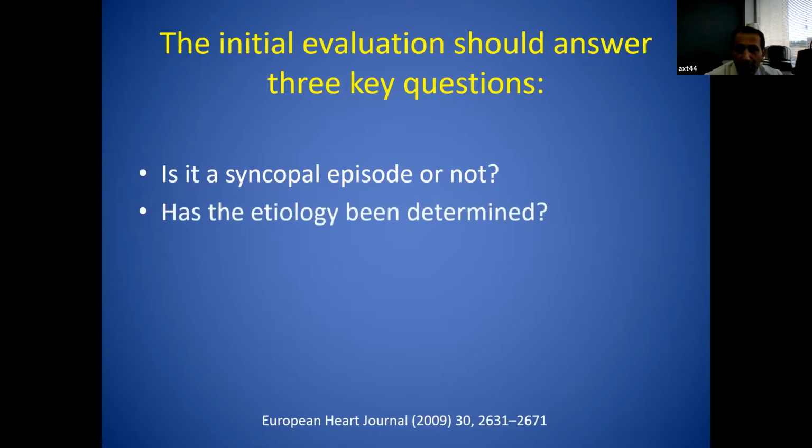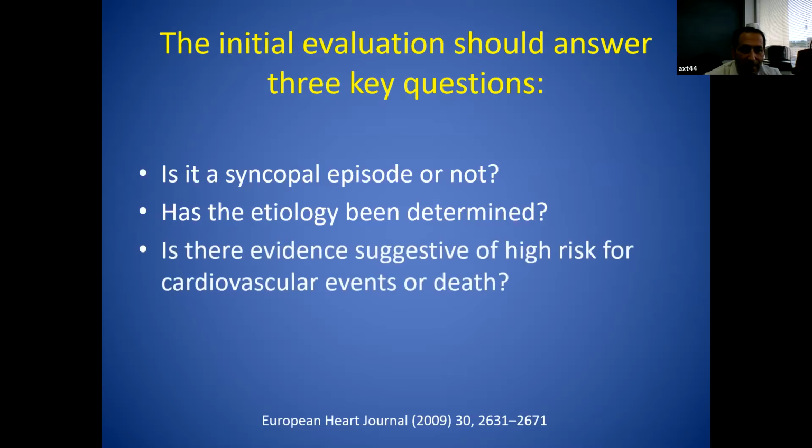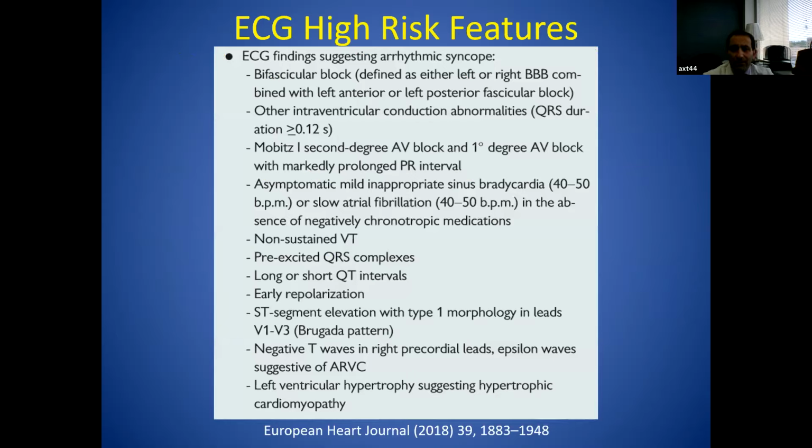Has the etiology of the syncope been determined? Was there an ECG tracing showing ventricular tachycardia or fibrillation, or do we know what caused it? Is there evidence suggestive of high risk features for potentially future cardiovascular events or even death? What are the high risk features? So bifascicular block, okay, defined as either left or right bundle branch block combined with a left anterior or left posterior fascicular block, okay? So that tells you that there's some conduction abnormality there.